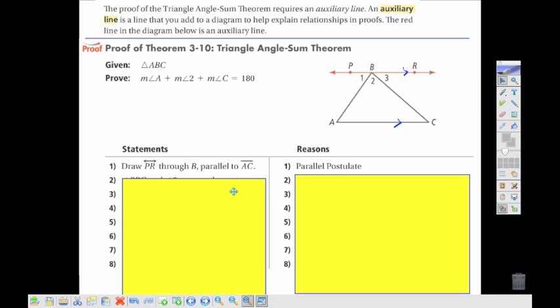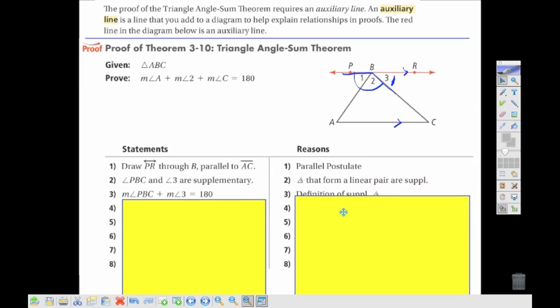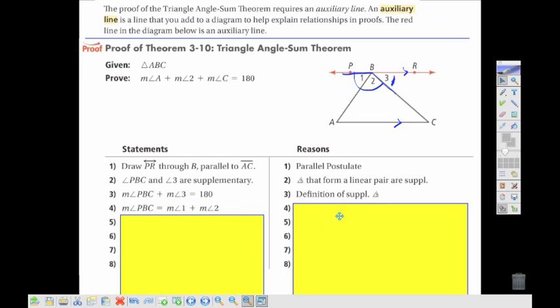Now the next thing I'm going to note is a supplementary pair. Remember that supplementary angles are two angles that form a linear pair. So we're saying angle PBC is paired with angle 3, and they're supplementary because they're a linear pair. Because they're a linear pair, they add up to 180 degrees, and that's our definition of supplementary. But what we want is to get angles 1 and 2 in here. Notice that PBC is made of angles 1 and 2, and we can do that because of our angle addition postulate. The parts add up to the whole.